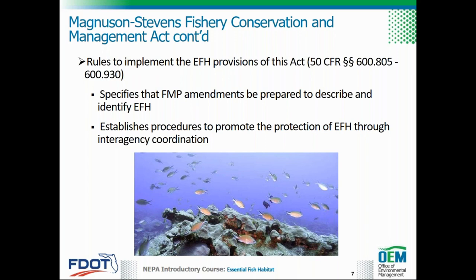They must also identify the specific geographic location or extent of habitats described as EFH and must include maps of the geographic locations of EFH or the geographic boundaries within which EFH for each species and life stage is found. Chapter 50 also establishes procedures to promote the protection of EFH through interagency coordination.